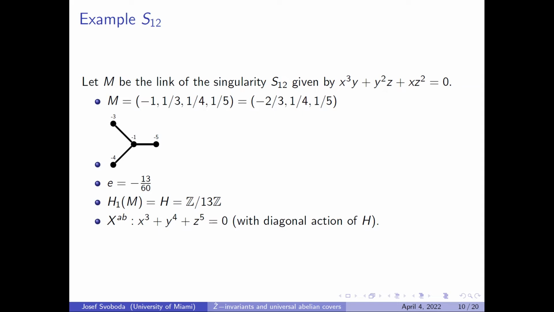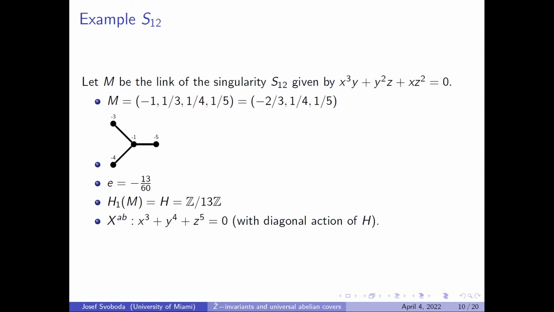This singularity is given by this equation, and the link is just this Seifert 3-manifold with the orbit numbers 3, 4, and 5. As I said, H1 is Z over 13Z, which you can compute as the orbifold Euler characteristic, which is just the sum of these 4 numbers times the product of these 3 orbit numbers.